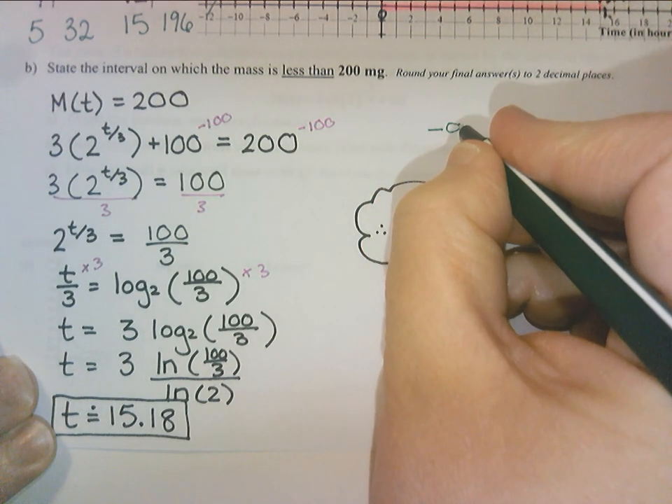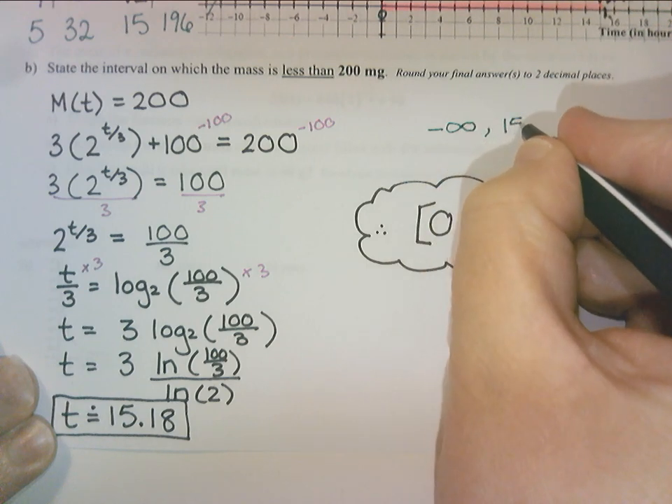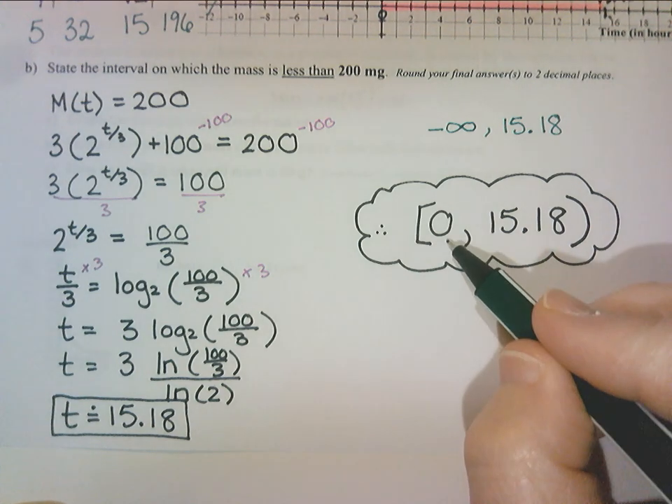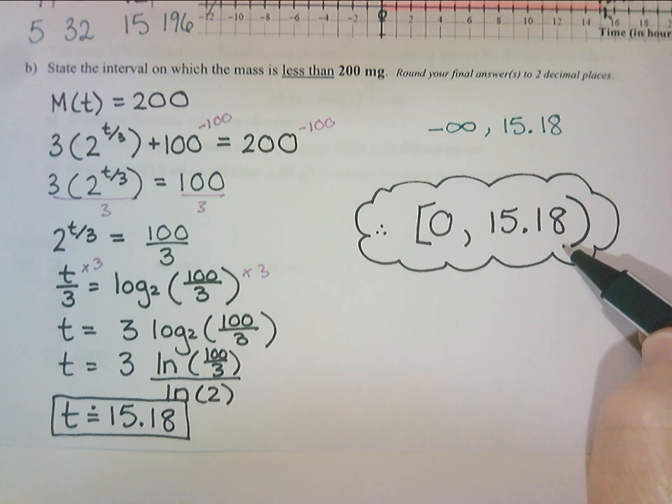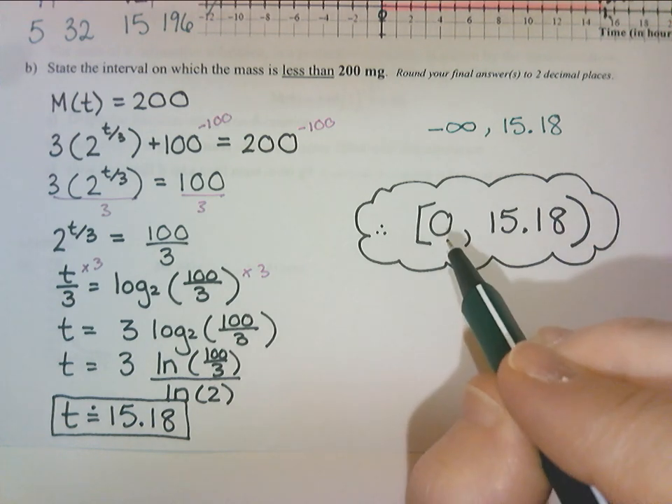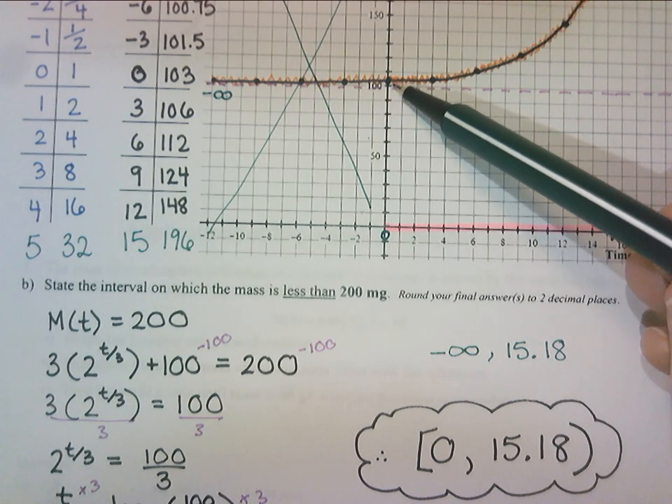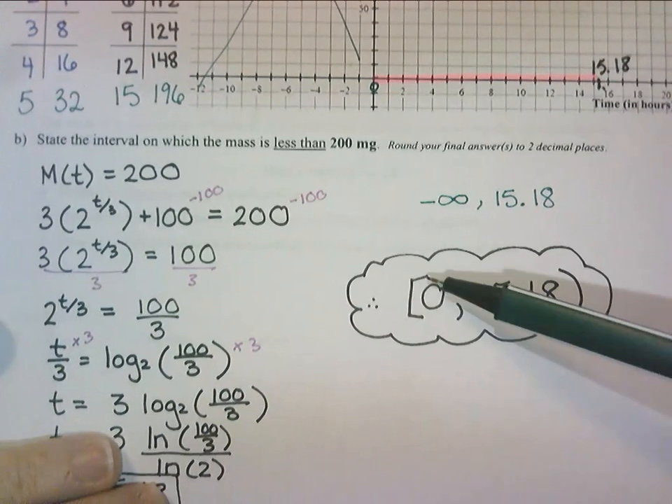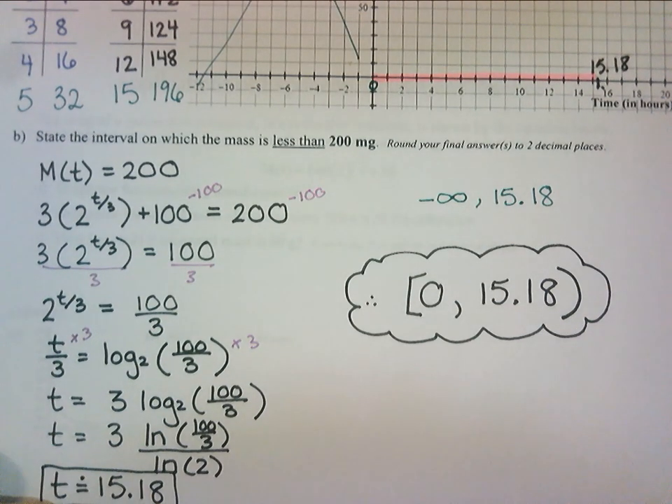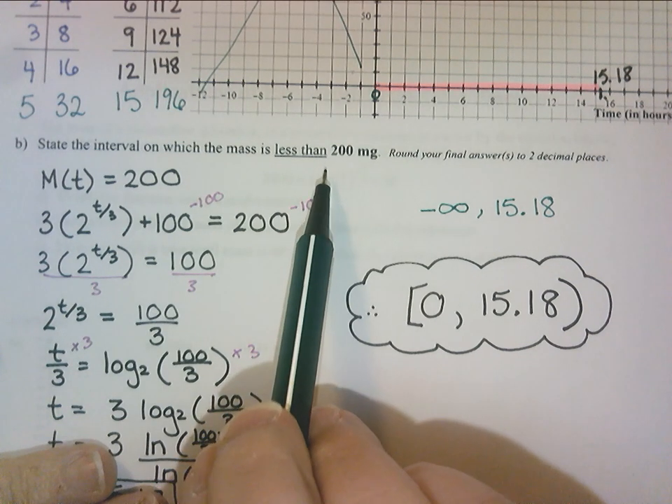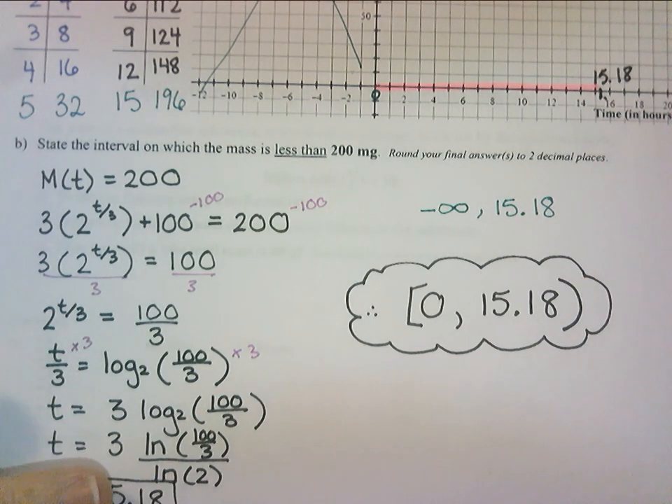between negative infinity and 15.18. However, the negative infinity doesn't make sense in terms of the time. The time would have started at 0 and continued until it hit that 200 milligrams, which is at 15.18. So the 0, we did actually have that amount in there at 0, less than 200, so I would include it, so I did a square bracket. And then the 15.18, because we didn't want it to be equal to 200, we just wanted less than 200, that's why I did a rounded bracket there.